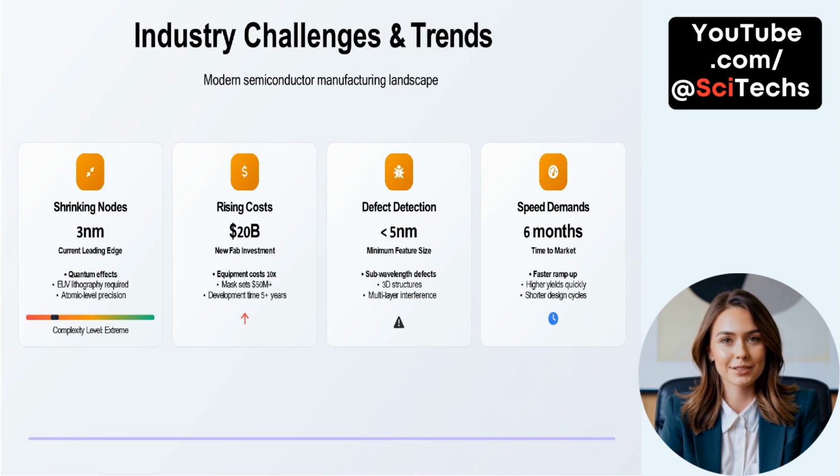Manufacturers must now detect sub-wavelength defects, navigate 3D structures, and mitigate multi-layer interference. At the same time, there are increasing speed demands, bringing products to market in just 6 months. This requires faster ramp-ups, quicker yields, and compressed design cycles.